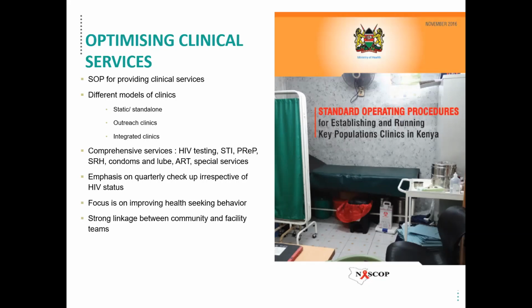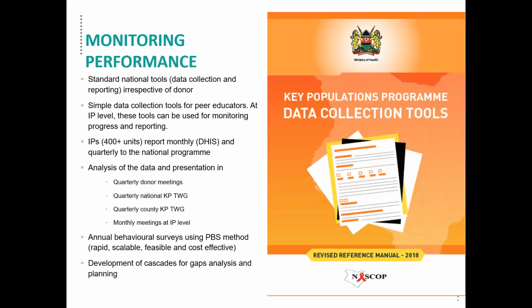And we also have a strong linkage between the community and facility teams so that there is communication on progress for our key populations. In monitoring performance, we have standard national tools for data collection and reporting, and this is irrespective of donor. These data collection tools are simple for peer educators at the implementation level. These tools can be used for monitoring progress and reporting. More than 400 units report monthly on the Kenya Health Information System and quarterly to the national program. Analysis of data and presentation is done in our quarterly donor meetings.